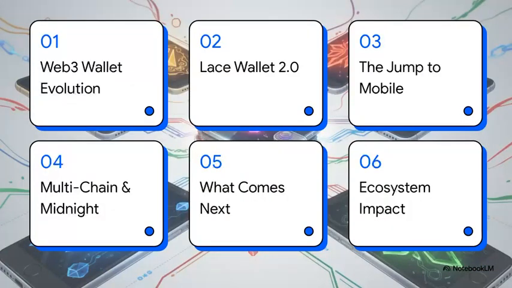So here's our exciting spec sheet roadmap for the features we're unboxing together today. First, we'll look at the Web3 wallet evolution, then officially introduce Lace Wallet 2.0. After that, we'll cover the jump to mobile, explore multi-chain and midnight privacy, preview what comes next, and finally, look at the impact on the broader ecosystem. Let's get right to it.